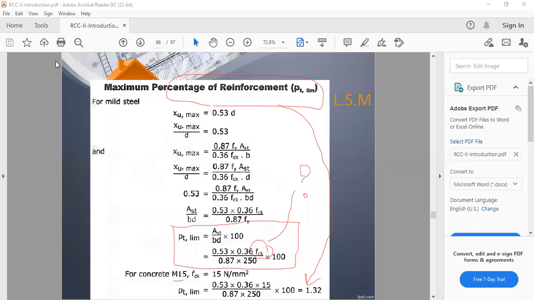We'll go on to the next topics, the use of different parameters, how to use them, and what their significance is. So we'll see it in the next lecture.